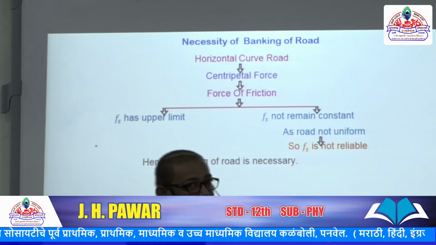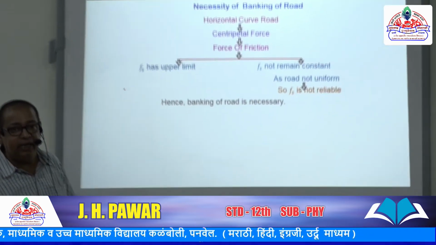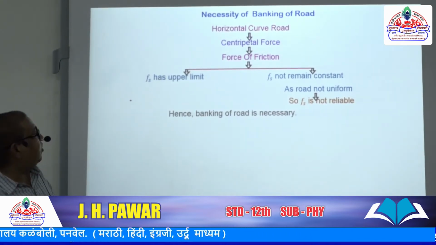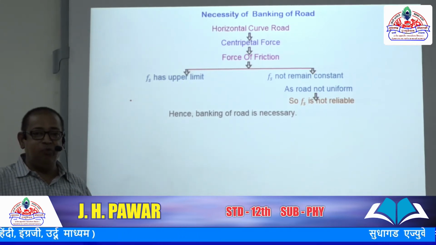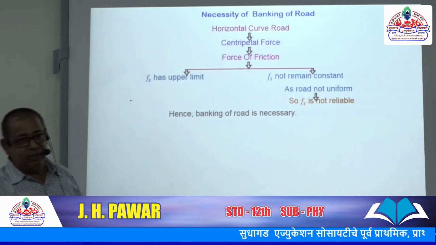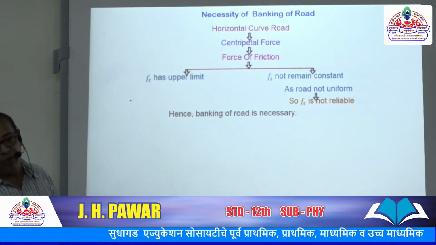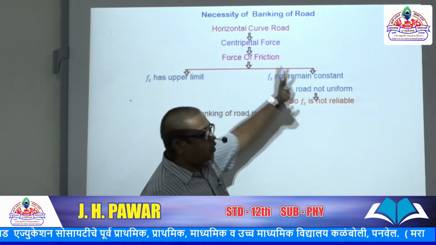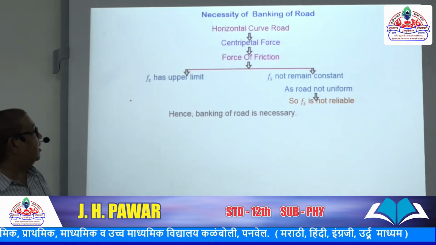Then we know the limitations of a horizontal curved road. Here we can't increase the maximum safe speed of the vehicle. Then what is the need or necessity of banking of the road? When a vehicle is moving along a horizontal curved road, we know that the necessary centripetal force is required for its circular motion, and this centripetal force is given by the force of friction between the road surface and the tires.